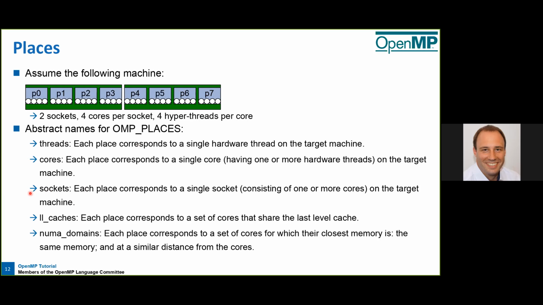Sockets would mean each place corresponds to a single socket. So that means here we would have 2 places. LL caches would mean each place corresponds to a set of cores that share the last level cache. On most current architectures, there's one last level cache per socket, so that would be equivalent to socket, but there are also others where we have a partitioned last level cache within a socket. And then NUMA domains would mean each place corresponds to a set of cores that have the same access to a certain part of the main memory. Access means access performance. So if you have 2 memory controllers per socket, I would guess that the runtime would give you 2 places per socket.